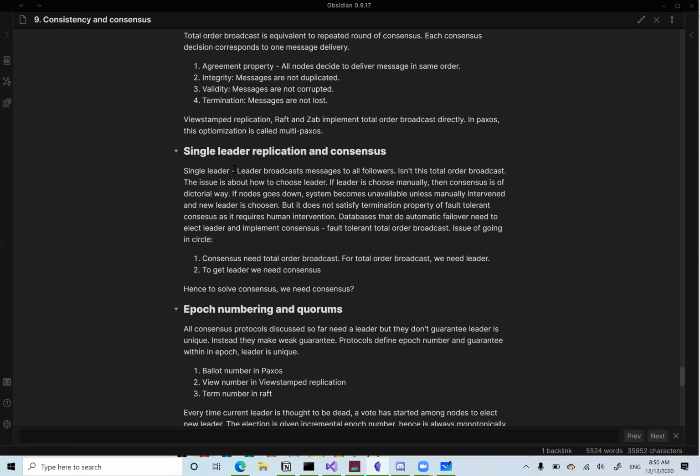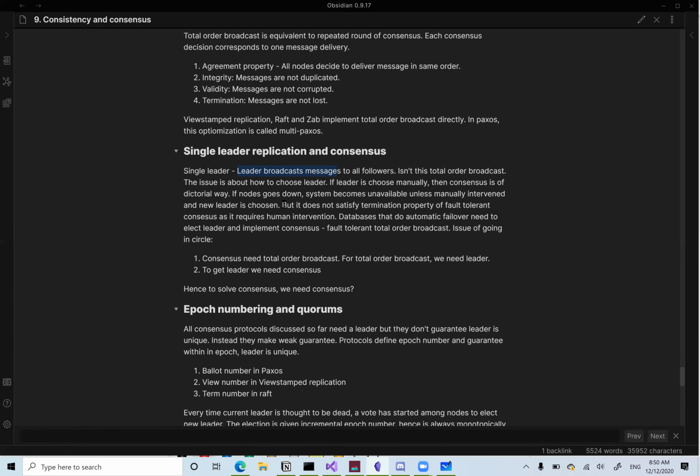So let's read through this again so that we can understand better. In single leader replication, which we discussed in the replication chapter, the leader broadcasts messages to all the followers. So isn't this a total order broadcast, because now the leader is sending messages to all the nodes? The issue is about how to choose the leader. If a leader is chosen manually, then the consensus is of a dictatorial kind, right? If a node goes down, the system becomes unavailable unless manually intervened and a new leader is chosen.